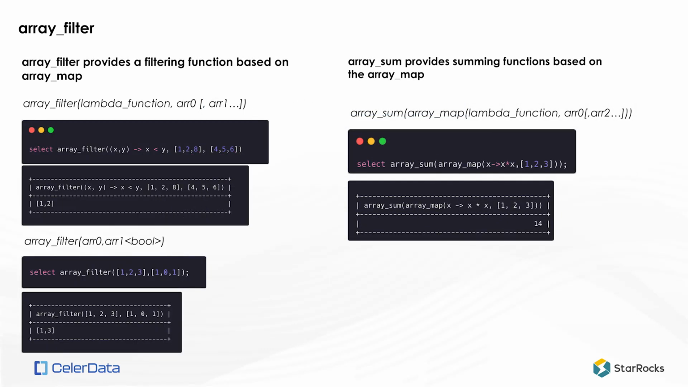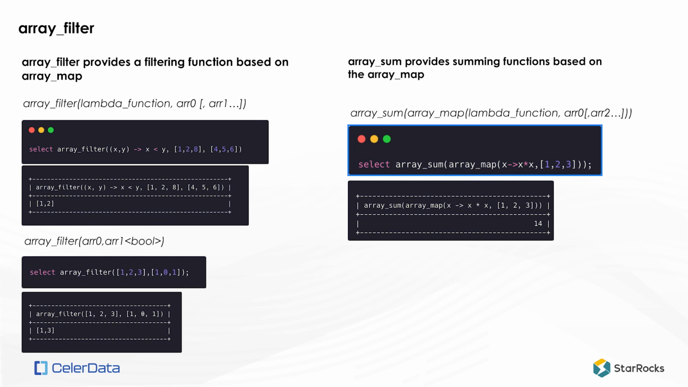Array_sum is based on array_map with the added ability to sum up. Currently, array_sum does not directly support Lambda expressions, but can be nested with array_map to be used. In this example, it calculates the sum of the squares of all elements in array 0.